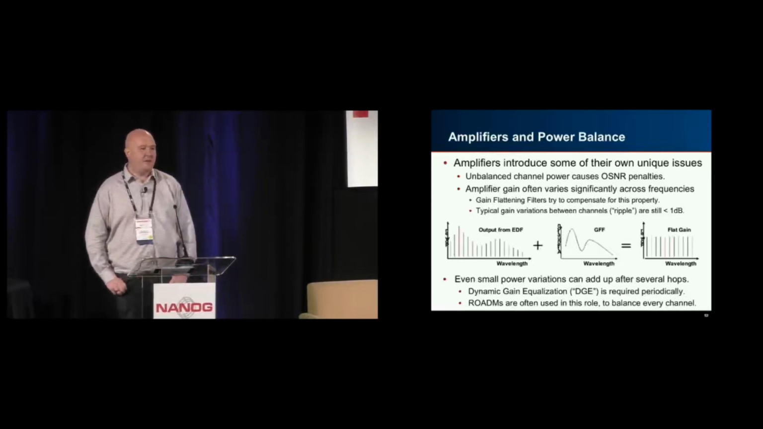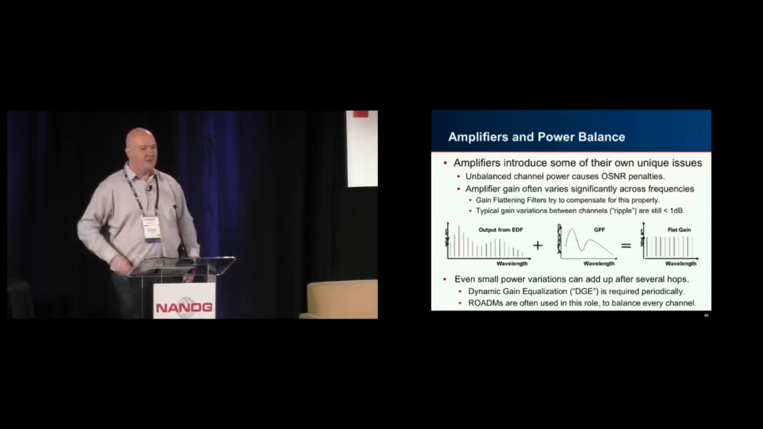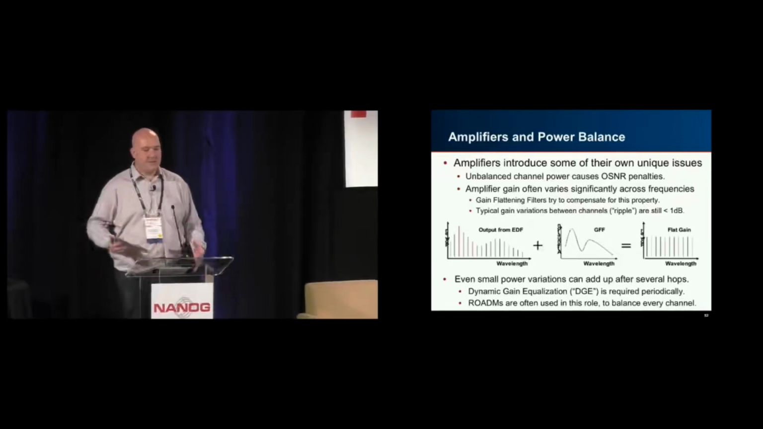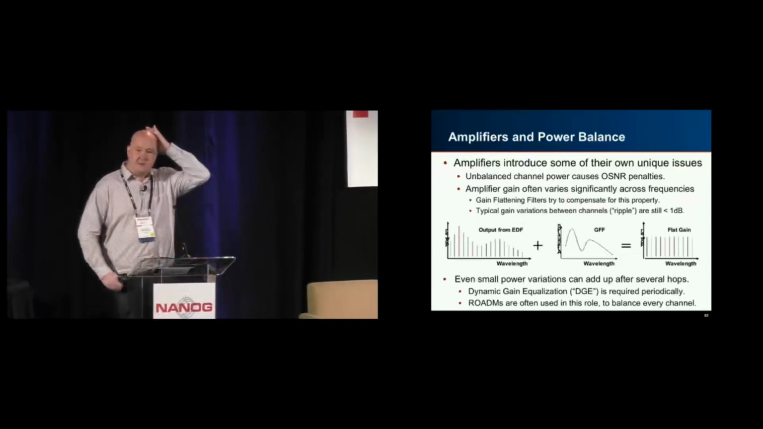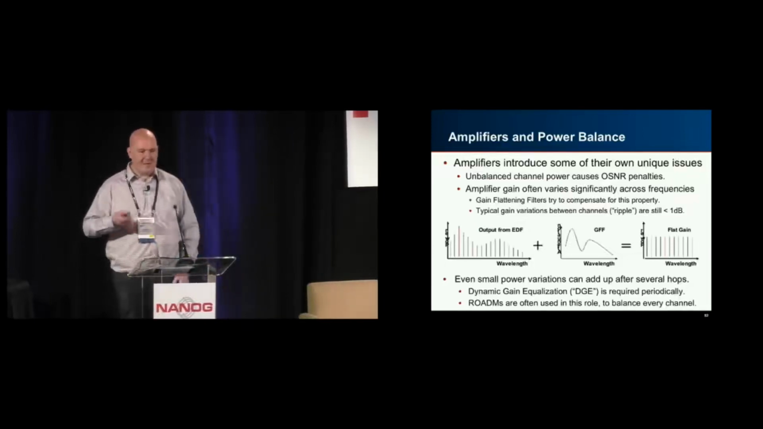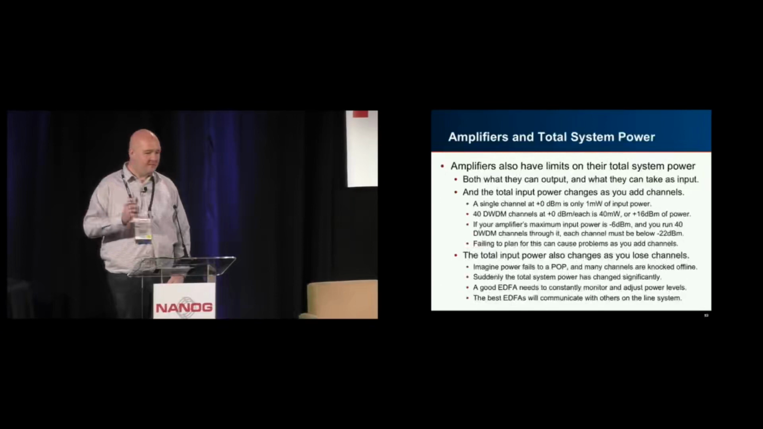So eventually you need something called DGE, dynamic gain equalization. And it tends to be every 7 or 8 hops or something like that. Over time, as these different amps start to incur these little bits of variation, you end up with a couple of dB of difference between your channels, and that causes problems. So typically what you see in most networks is you use a ROADM to fill this role, but you can use other things as well. But every so often you need something that's actually aware of the content, that takes a look at it and rebalances the channels.